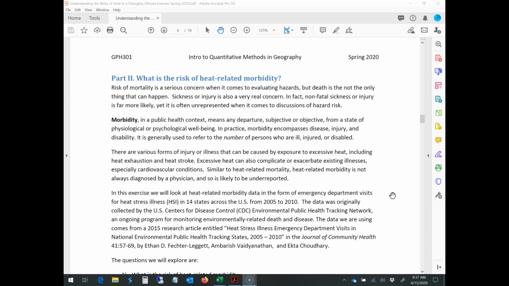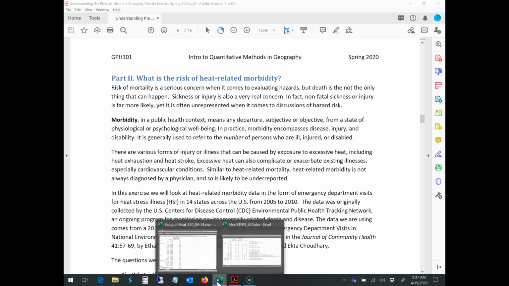And there are a variety of types of illnesses that can result from excessive heat. Many of these actually are related to pre-existing medical conditions. So if people have existing respiratory or cardiovascular or cerebral problems, the excessive heat can actually make them worse, so that they can become acute and people can end up in the hospital. And that's the data we're going to be looking at here.